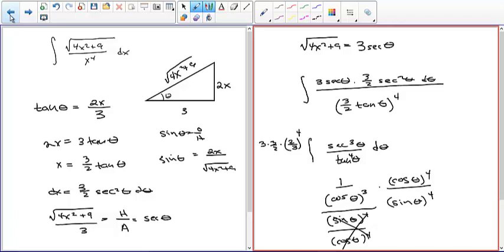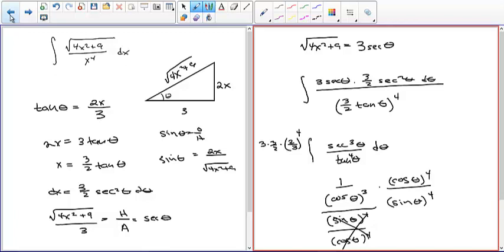Okay, anyway. So with that, we make the opposite side 2x, the adjacent side 3, such that when we use the Pythagorean theorem, the hypotenuse is the square root of 4x squared plus 9, which is what we're looking for as a substitution. So we solve for x.